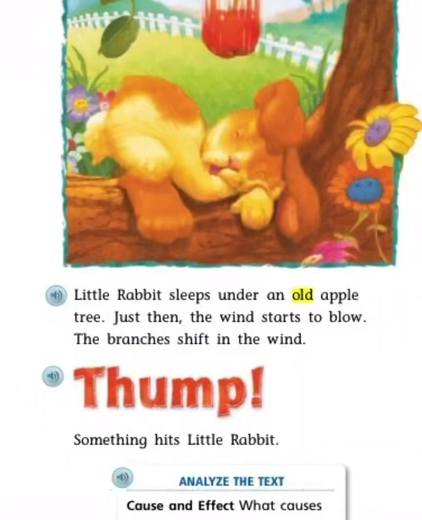Little Rabbit sleeps under an old apple tree. Just then, the wind starts to blow. The branches shift in the wind. Thump! Something hits Little Rabbit. Analyze the text. Cause and effect. What causes Little Rabbit to wake up?